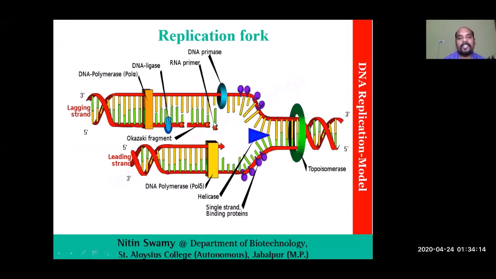In this diagram, you can better see half of the replication bubble. This is the replication fork, where we have two strands, one lagging and the second leading. The leading strand has continuous replication throughout. On the other hand, the lagging strand has discontinuous DNA replication, and we see the formation of Okazaki fragments. What Okazaki fragments are, we will see later on.